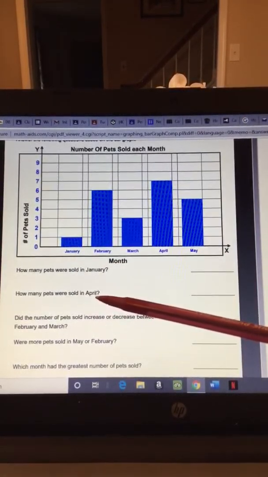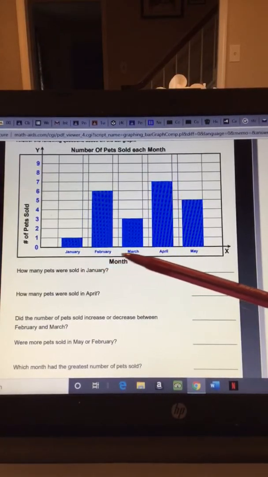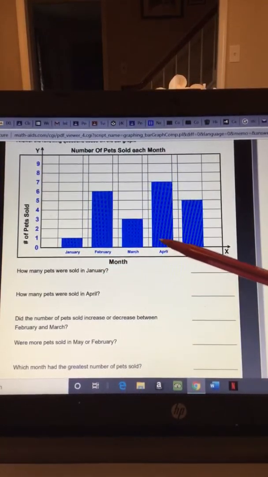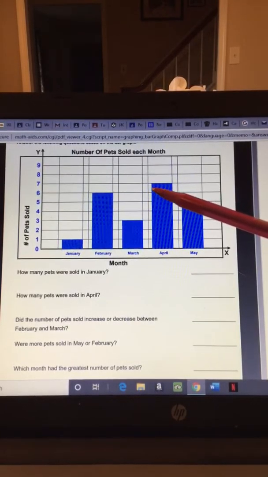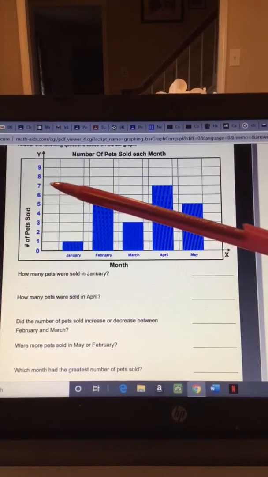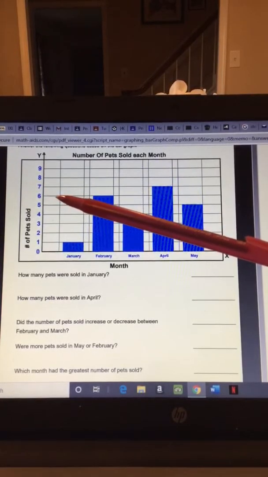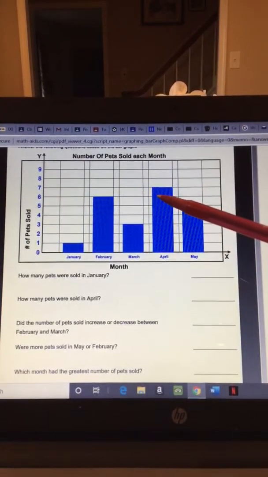How many pets were sold in April? So let's go over to April. In April, we're going to go way up to 7, because we're going to go across and we're going to see that it's 7. That's how many pets were sold in April.